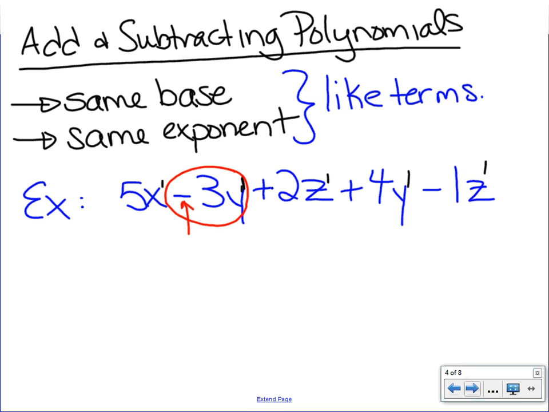Over here, same thing, but I've got a positive y. These y's can be added together because they have the same base, which is the variable y, and they have the same exponent, which is a 1. So, I can add those digits together.